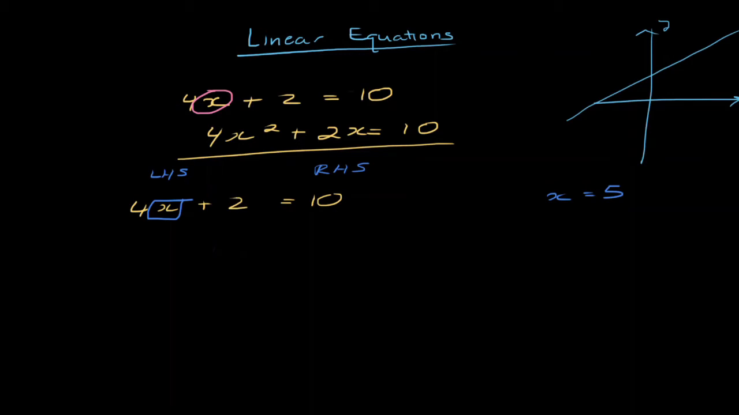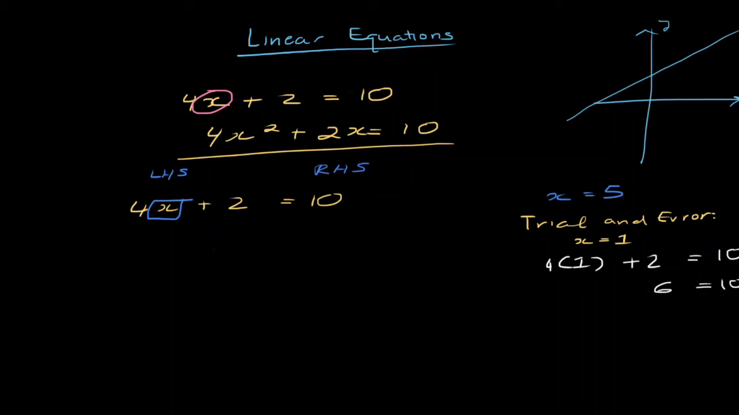So one way to do it is via trial and error. Trial and error is probably the least efficient way to do it, but it's a great place to start understanding. So if I want to figure out if this works, I could plug in x equals 1. If x is equal to 1, we get 4 times 1 plus 2 is equal to 10. This is 4 plus 2, which is 6, is equal to 10. So this is wrong. So x can't be 1.